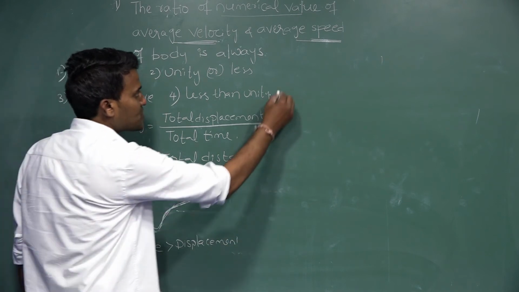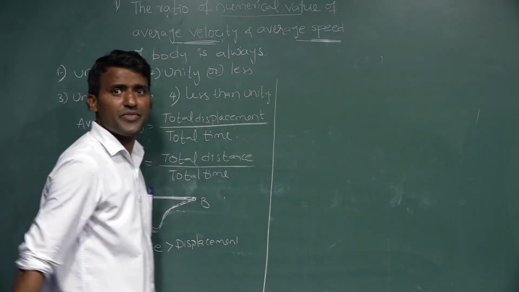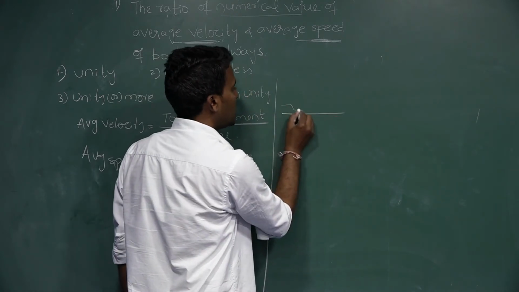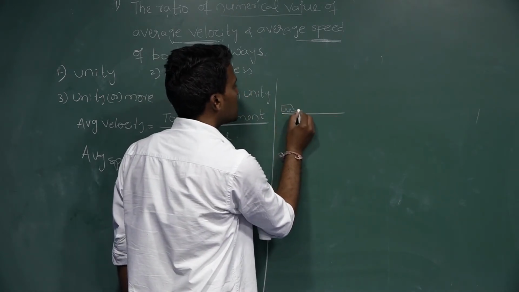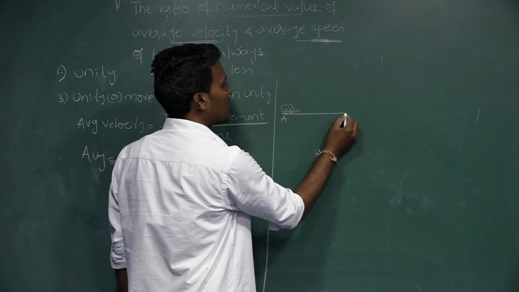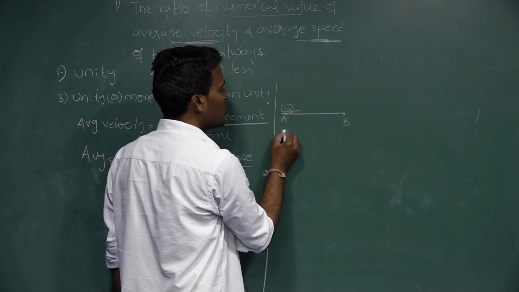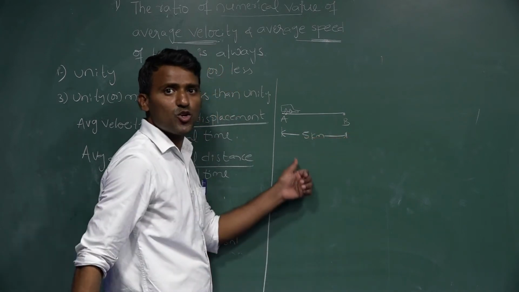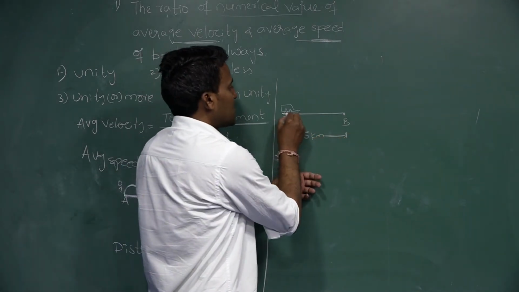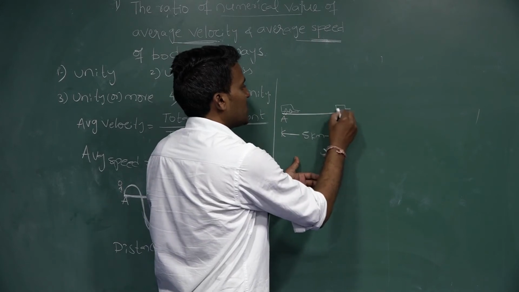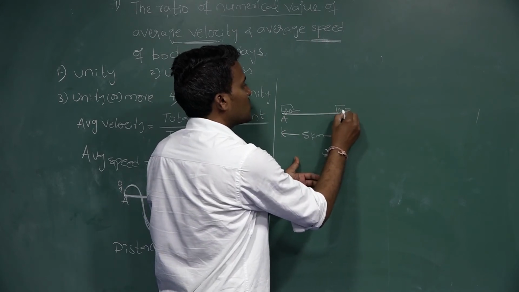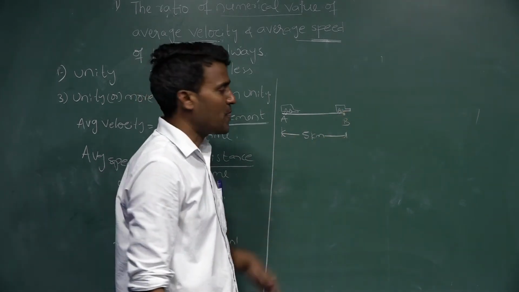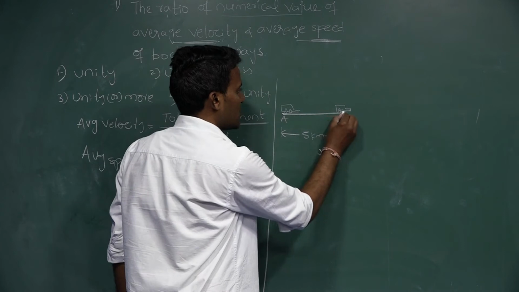For example, if you take a straight line, see here A to B. One vehicle is going from point A to point B, that is 5 kilometers distance. The vehicle reached the final position. Now this is the distance.